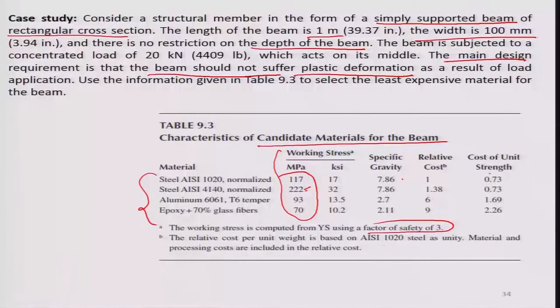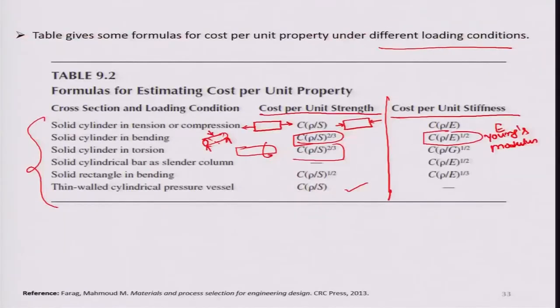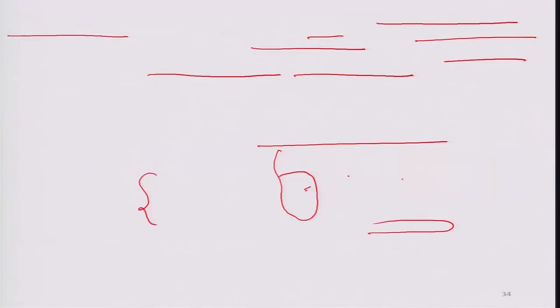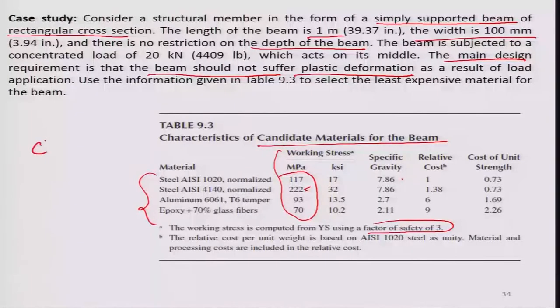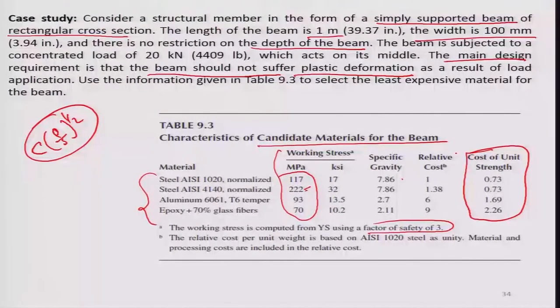Okay. And using these values and the earlier formula, this one, because it is a solid rectangle in bending, this formula will be suitable for this question. C rho to the power 1/2 by S is the cost per unit strength for this simply supported beam of rectangular cross section. They have calculated the cost per unit for each material. Now, we can see that for AISI 1020 the cost per unit is 0.73, then 1.69, 2.26, but yes, all 4 materials can fulfill our criteria.